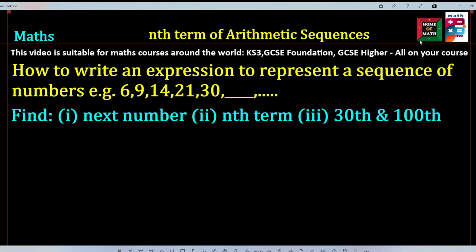In this video we are going to discuss the nth term of an arithmetic sequence. Our question is how to write an expression to represent the sequence of numbers 6, 9, 14, 21, 30. We'll find the next number, the nth term, and the 30th and 100th numbers. Let's start.